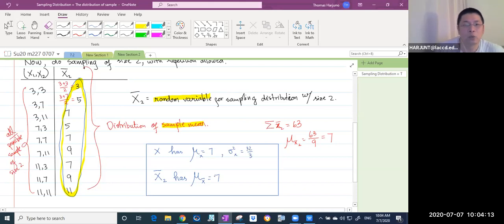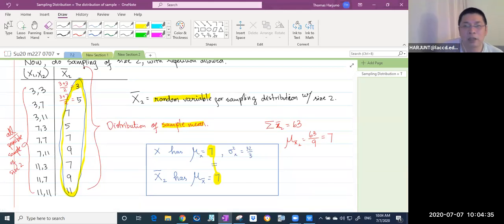My emphasis will be later on, you see that the mean of the sample mean is always equal to the mean of the original distribution.